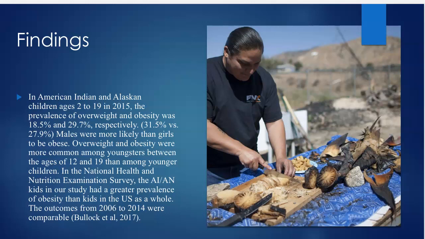In the National Health and Nutrition Examination Survey, the American Indian and Alaska Native children in our study had a greater prevalence of obesity than the kids in the U.S. as a whole. The outcomes were from the 2006 to 2014 comparable study.